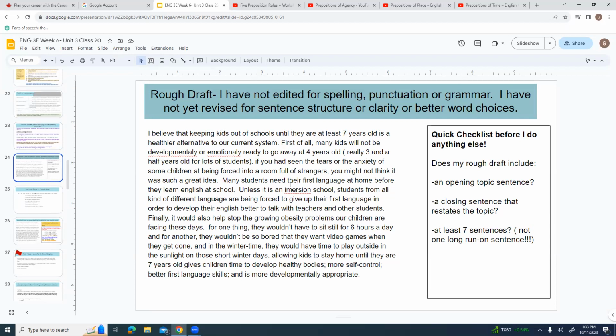So this is my rough draft. I haven't edited it yet for spelling, for punctuation or grammar. I haven't revised sentence structure or clarity. So there's all sorts of problems. I haven't fixed them yet, okay? So we're gonna read it and then we'll do a quick check and then we'll go on to our revising, okay?